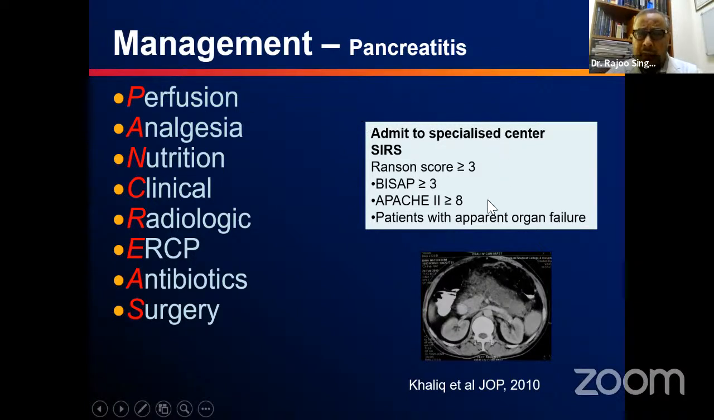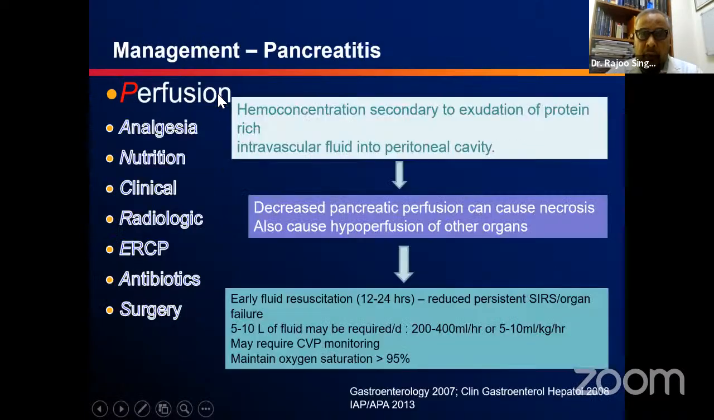The important thing is if you have a Ranson score of more than 3, or a BISAP score of more than 3, or an APACHE II score of more than 8, or patients with apparent organ failure, whether it's renal failure, respiratory failure, or hypotension, cardiovascular failure, patients need to be in an ICU in a specialized center. Now we come over to the first point, that is P or perfusion.